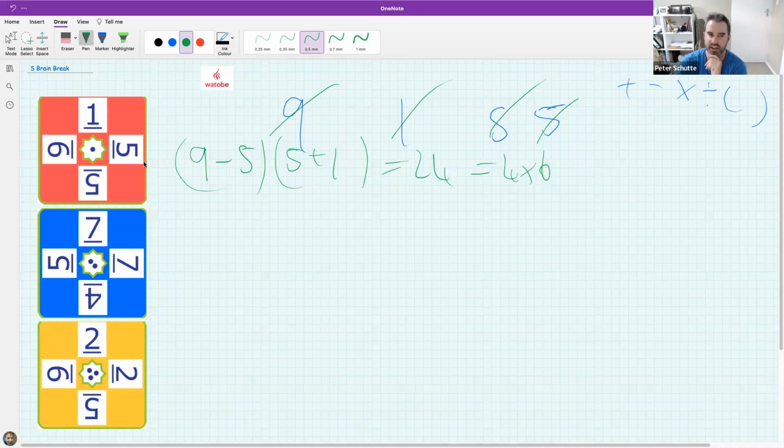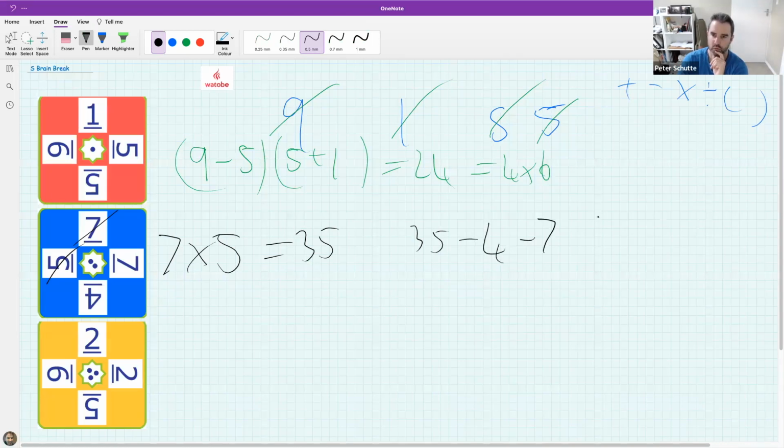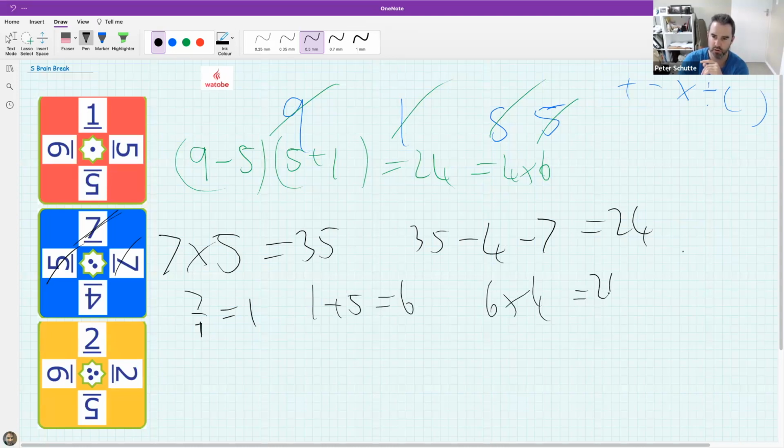So I think there's a couple of ways we could do the second one. We have 7 times 5 is 35, and then 35 minus 4 minus 7, which gives us 24. So that was Ndile's way. And then there's another way with blue, and Paul said 7 divided by 7 is 1. And then 1 plus 5 is 6, and then 6 times 4 is 24.